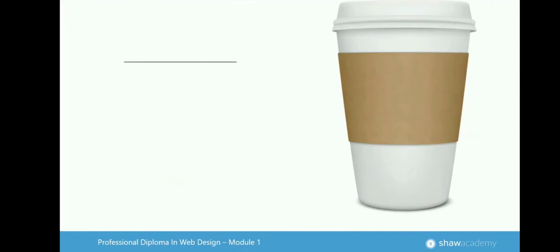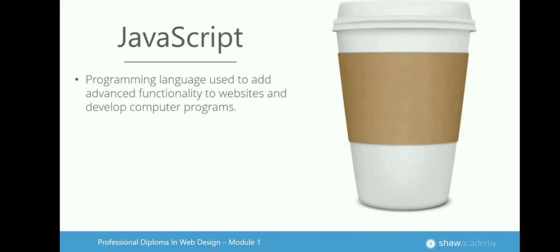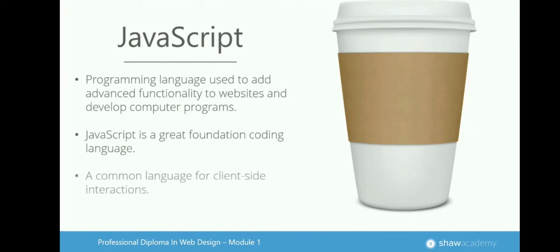The next programming language we're going to learn later on in the course is going to be JavaScript. And unfortunately, at the beginning, it is not as enjoyable as a cup of coffee. JavaScript is a programming language used to add advanced functionality to websites and develop computer programs. JavaScript is a great foundation coding language because if you understand the fundamentals of JavaScript, you can then carry that through many other languages.